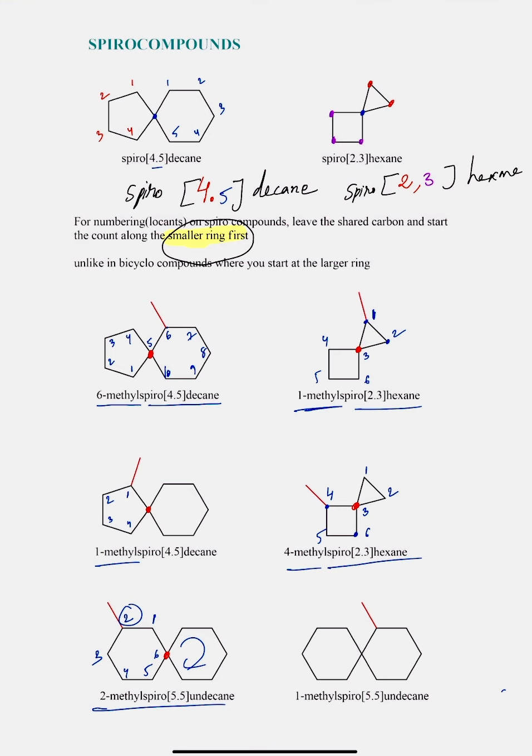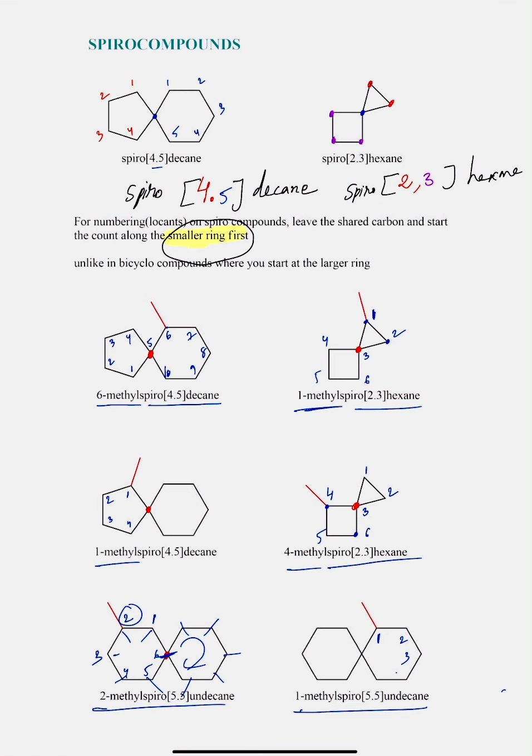What about this compound? Okay, let me just check it. So this is fine. The next structure also has 2 equal rings, so I can start anywhere. I prefer to start on the right because that is where the substituent is attached. So I get methyl on carbon 1, so it's 1-methyl spiro[5.5]undecane.